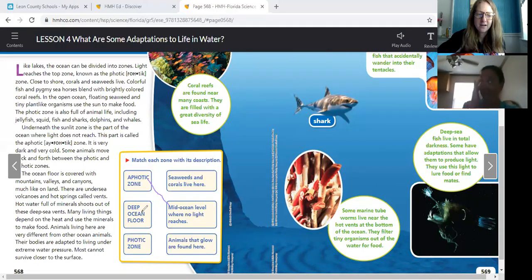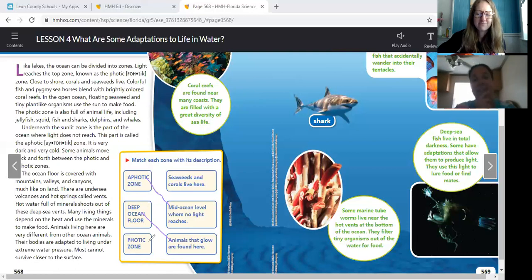That makes me think of Finding Nemo and animals that glow. So yes, the glowing animals. Yes. But then, of course, could Nemo really go down to the deep ocean floor? I really don't think he could. He doesn't have the adaptations that would help him.